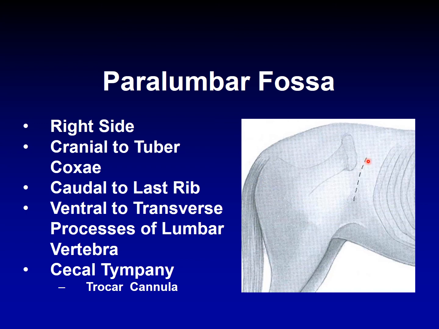And again, the site is called the paralumbar fossa, which is located cranial to the tuber coxae and caudal to the last rib, ventral to the transverse processes of the lumbar vertebrae. These are the landmarks to do a paralumbar fossa incision. This is where you stab the patient with the trocar and cannula to basically deflate the cecum. Of course, before you do that, the whole area is going to be surgically clipped and prepped, and then the trocar and the cannula should be sterilized, and everything should be sterilized.